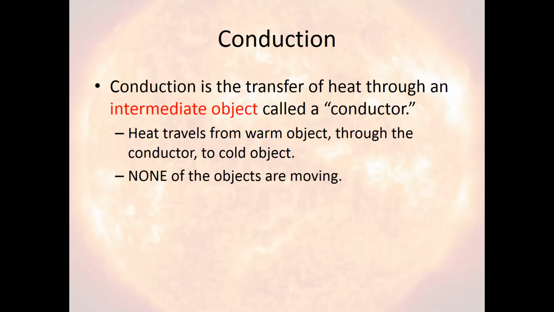In this process, none of the objects have to move. So there's no movement of the objects, just movement of the heat. Now, even though I mentioned that most conductors are solid objects, there are some that aren't. Air is a poor conductor, meaning it doesn't really do a good job at transferring heat from one location to the other. Conduction can only heat air up to maybe a few centimeters away.